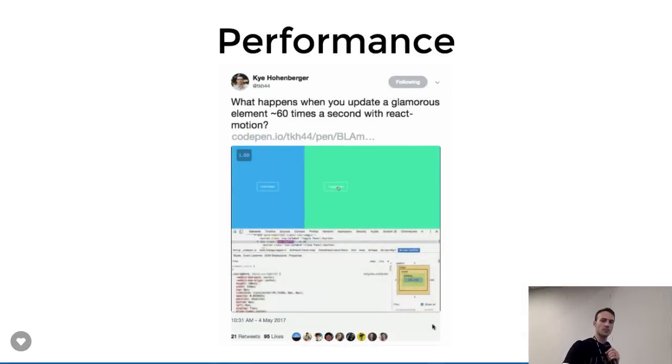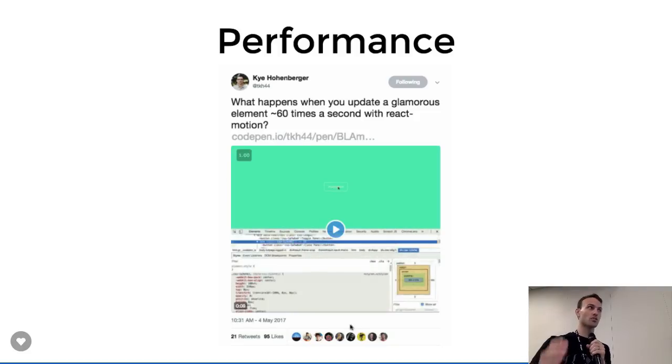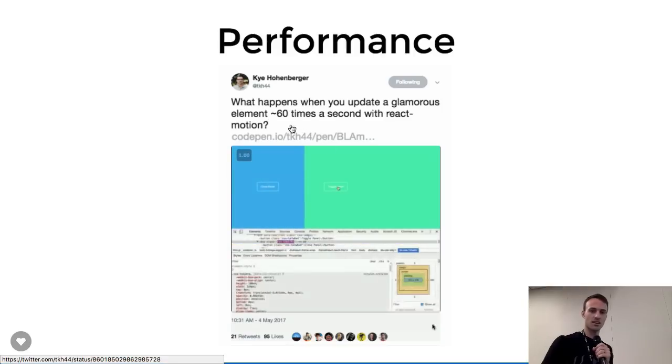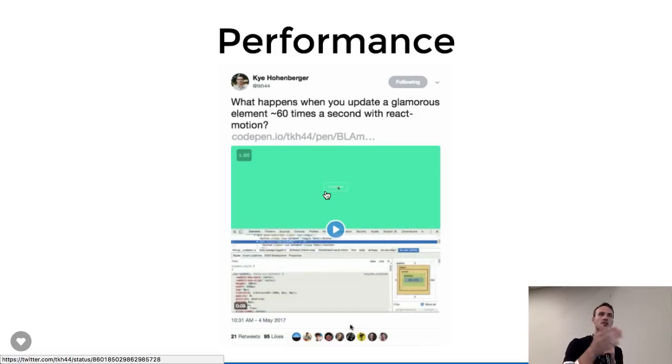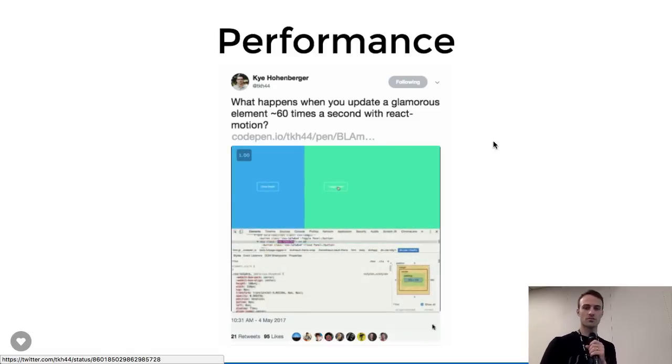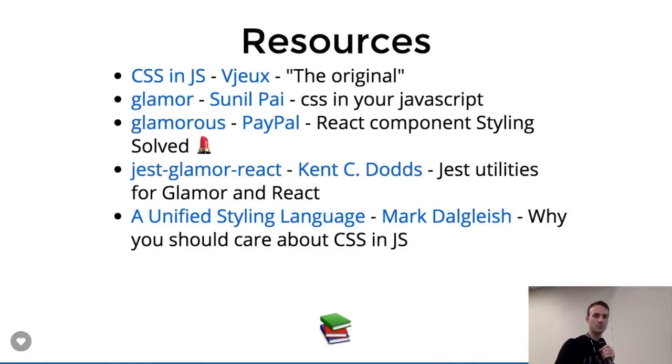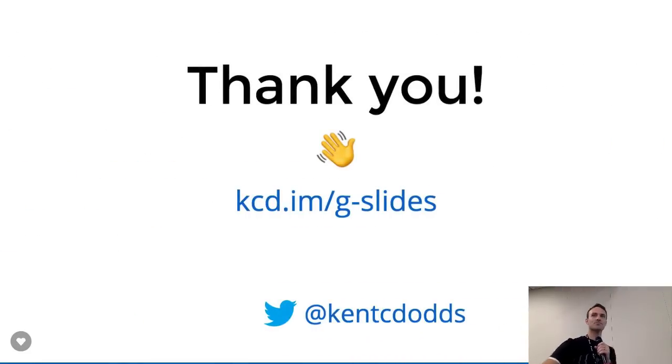Oh yeah, one last thing that people always wonder about with performance is it's really insanely fast. It is just so incredibly fast. This is updating the CSS or the class name on a Glamorous element 60 times a second. I had to throttle my computer down to like 15 times slower than it is to see any degradation in performance. So Glamorous is fast. Okay, bunch of resources, and there are my slides. Thank you.